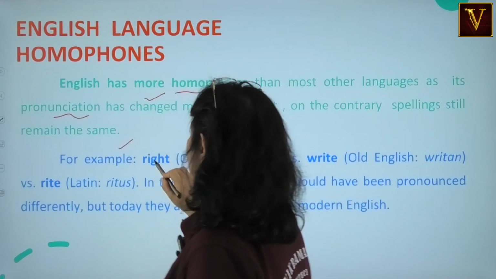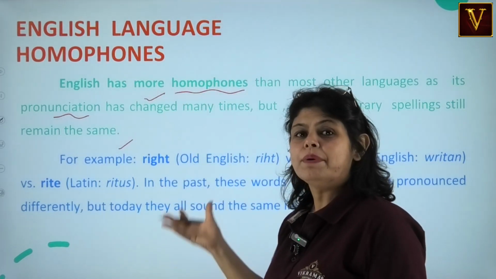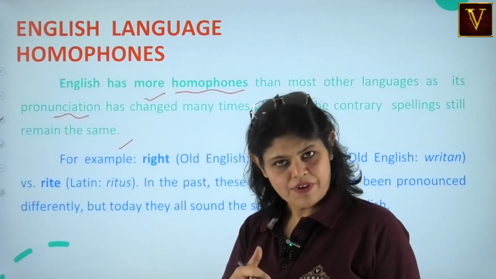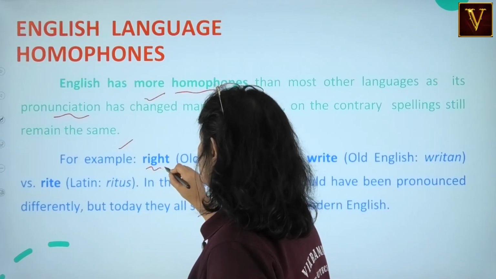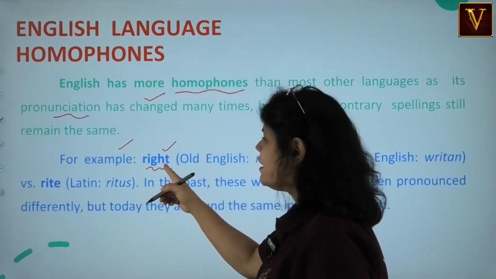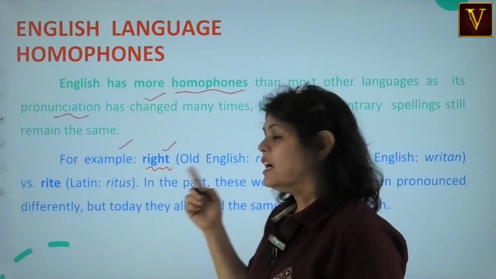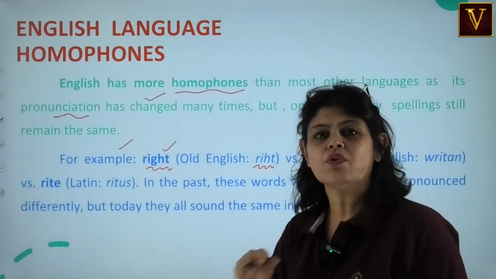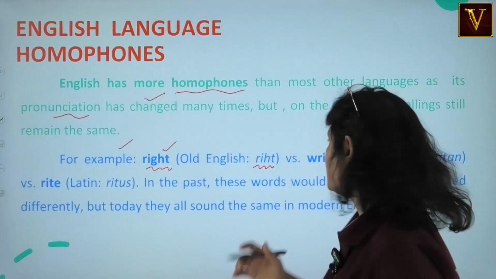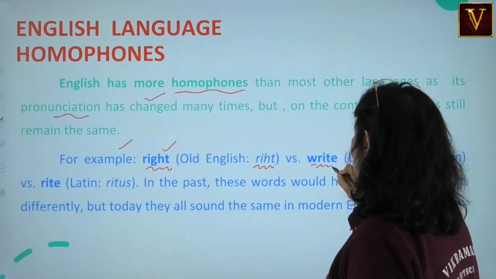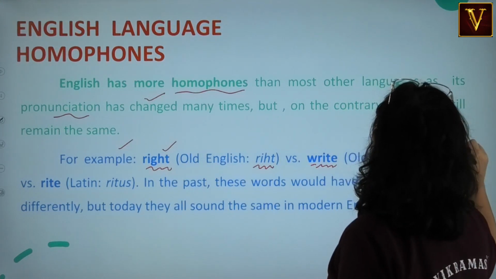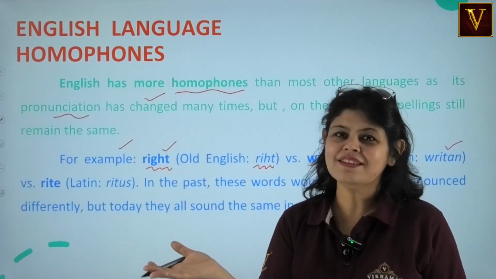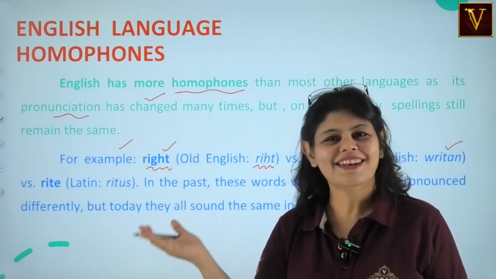For example, now let's study the words which were pronounced differently and written differently in Old English. Fine. Now, R-I-G-H-T. If I talk about R-I-G-H-T, earlier it was written as R-I-H-T and its pronunciation was completely different in the past times. Similarly, W-R-I-T-E, in Old English, it was W-R-I-T-A-N, and of course, pronunciation was also different.